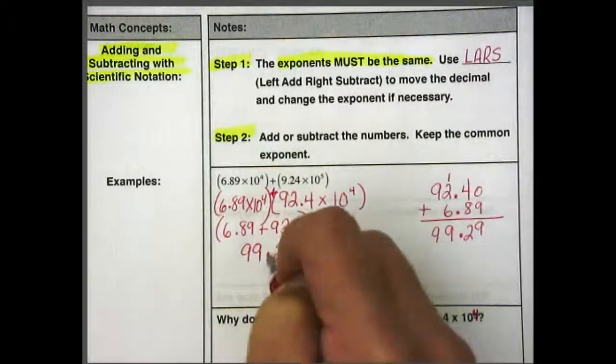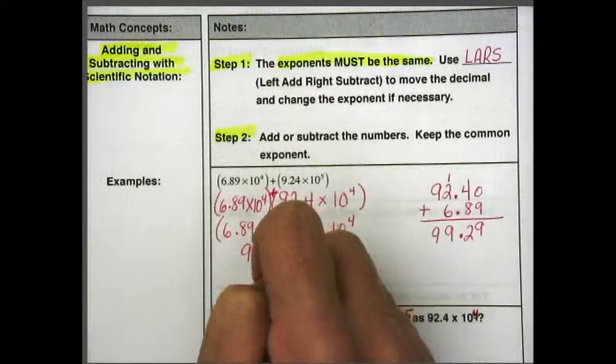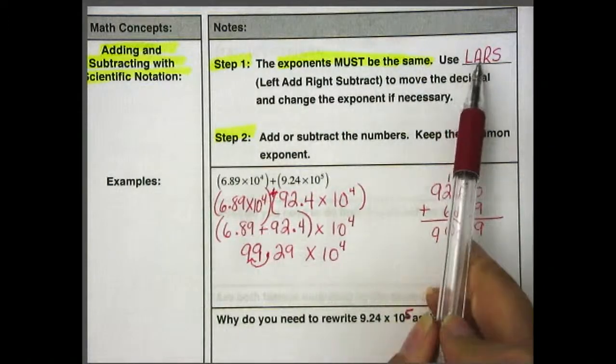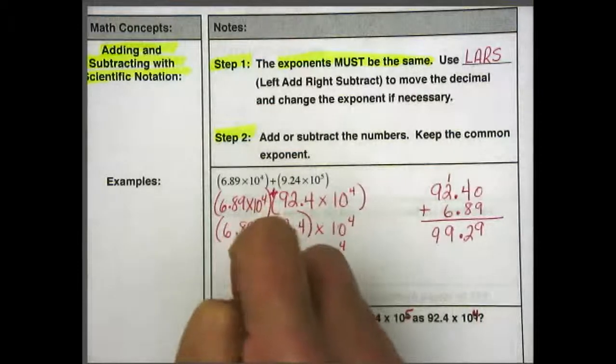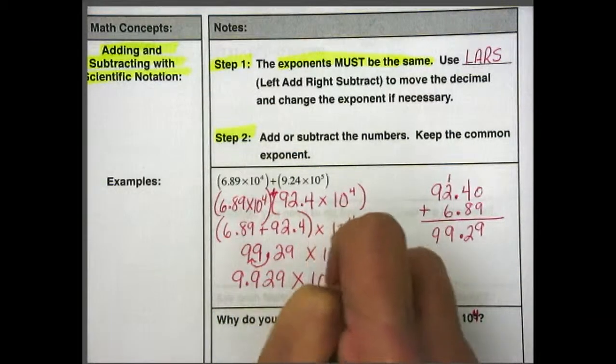Now, we know from working with scientific notation in the past that we cannot have an answer of 99.29 because when we have that answer, this number is greater than 10, and we know that we can only have one number to the left of the decimal point, and it has to be less than 10. So this time we're going to take our decimal and move it 1 to the left. Looking at the top, if we move to the left, we add 1 to the exponent. So 9.929 times 10 to the 5th.